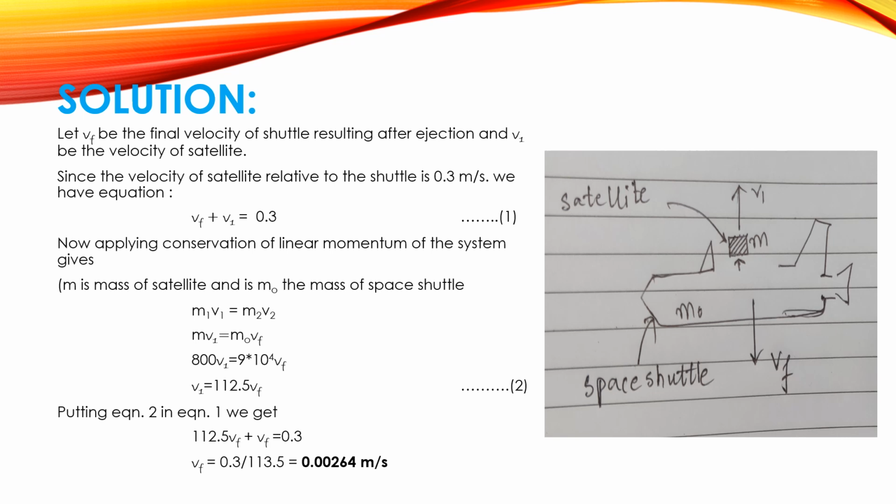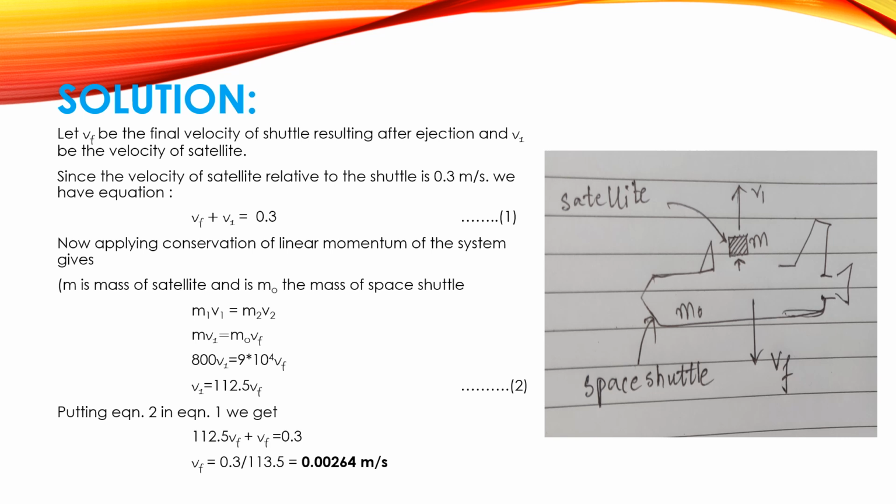Let Vf be the final velocity of the shuttle resulting after ejection and V1 be the velocity of the satellite. As we can see in the diagram, V1 is in the positive z direction and Vf is in the negative z direction. Since the velocity of the satellite relative to the shuttle is 0.3 meter per second, according to the relative velocity concept, we have the equation Vf + V1 = 0.3 meter per second.